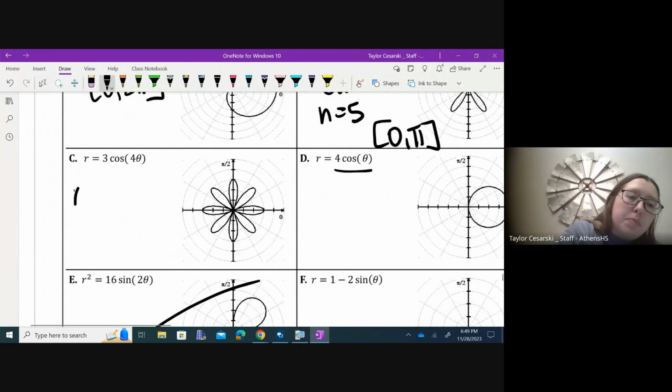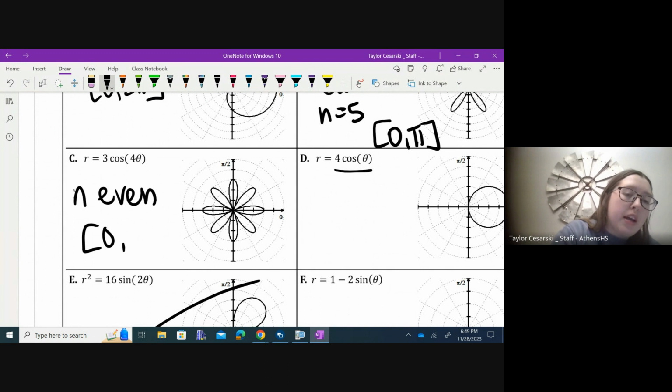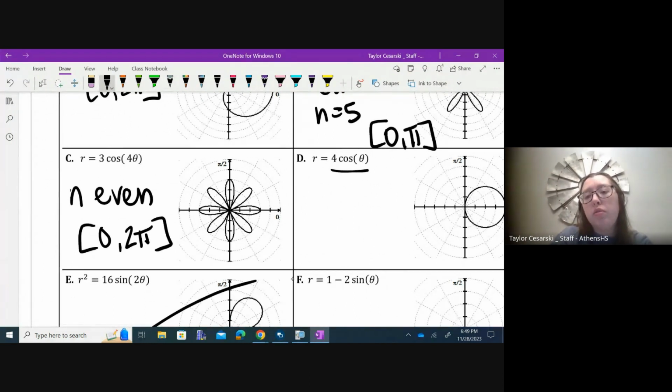This one is a rose, but n is even. So I would need 2 n petals and 0 to 2 pi. And this one is a circle, so therefore it's always 0 to pi.